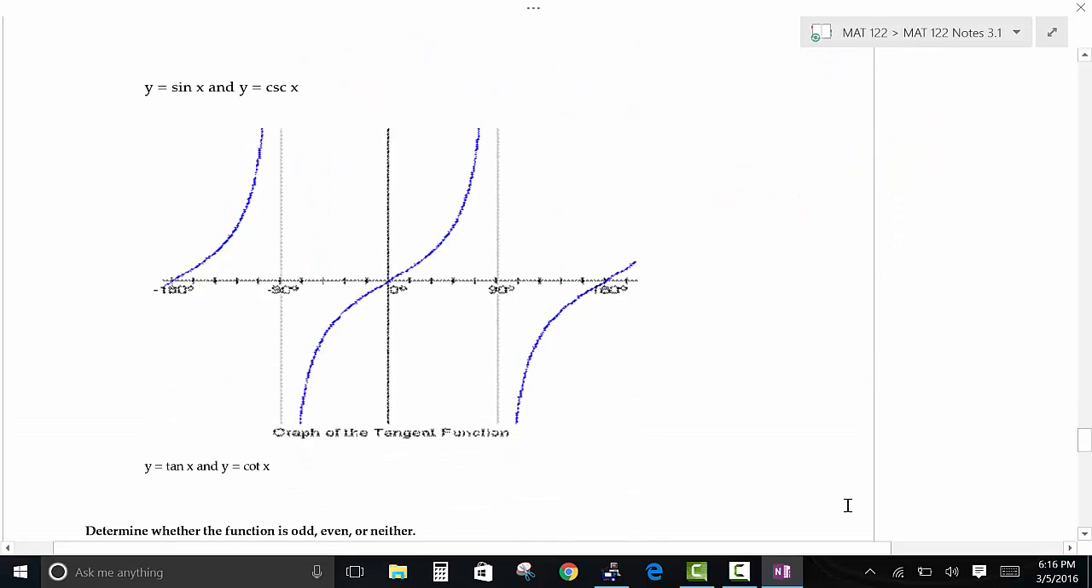Okay, and then here is the, what in the world? I don't know how that thing's there. You need to scratch that out. This is the graph of the tangent. Okay, so this would be the tangent graph.